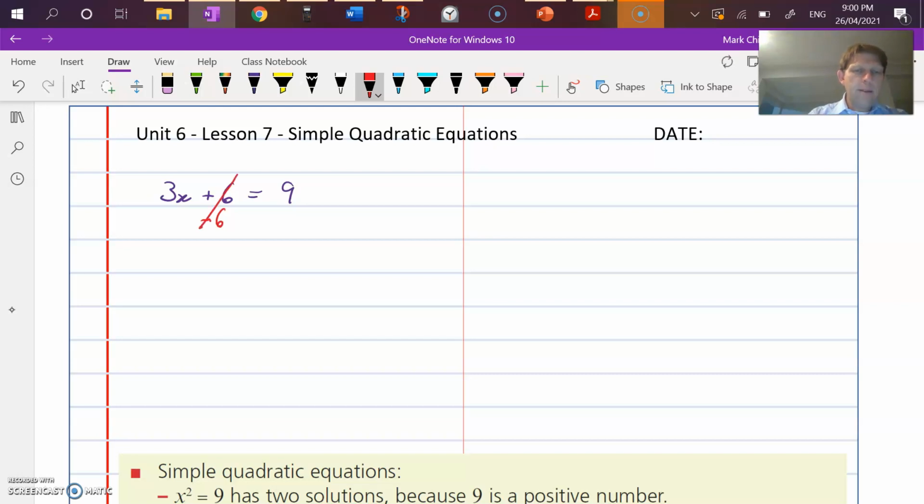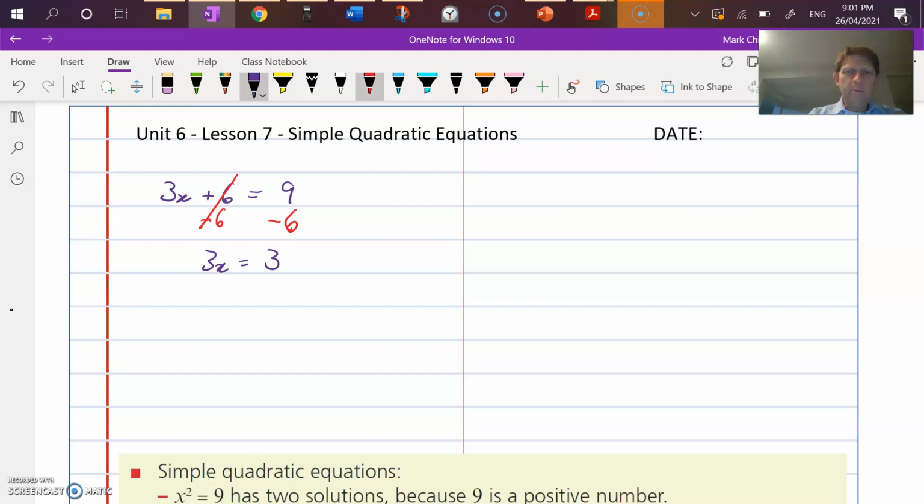If I do that, that'll all cancel out, which gets rid of the 6 from that side. But of course, because whatever I do to one side, I have to do to the other, I'll have to take away 6 from that side. So that's going to leave me with 3x equals 9 minus 6, which is 3.